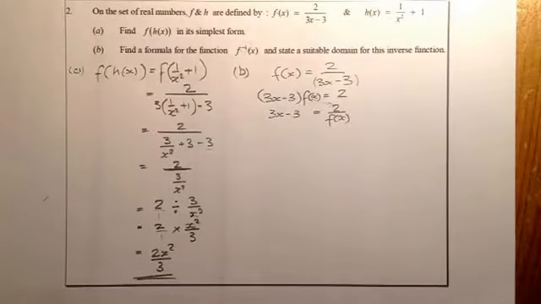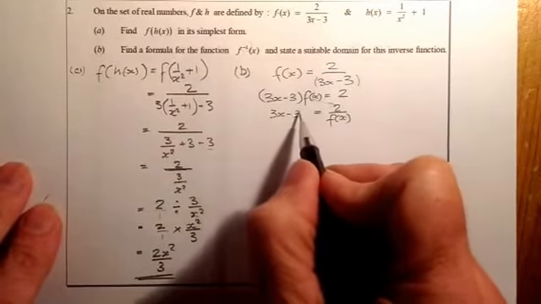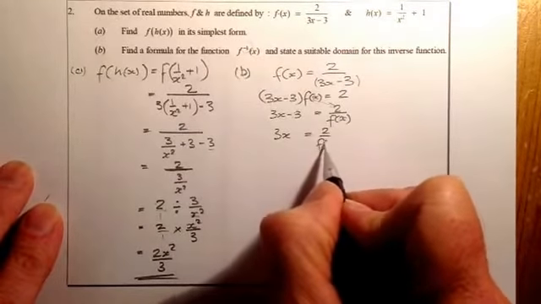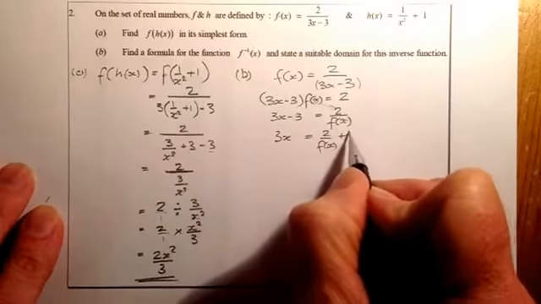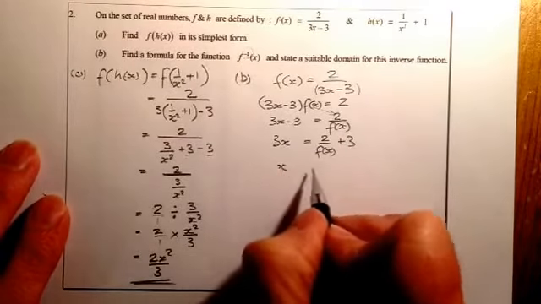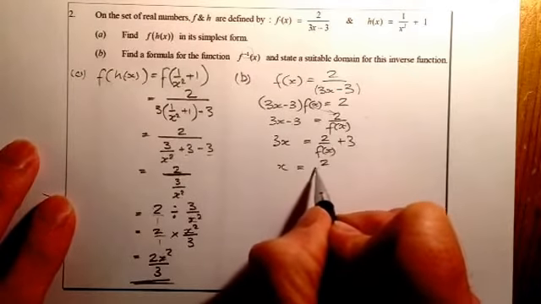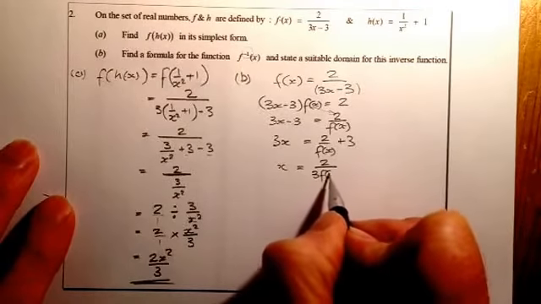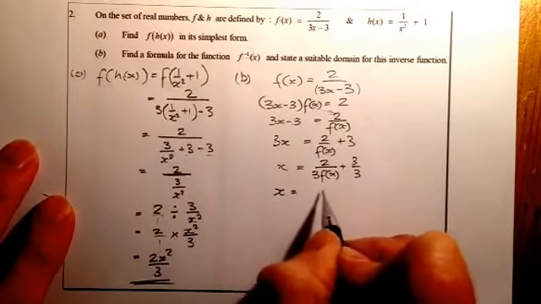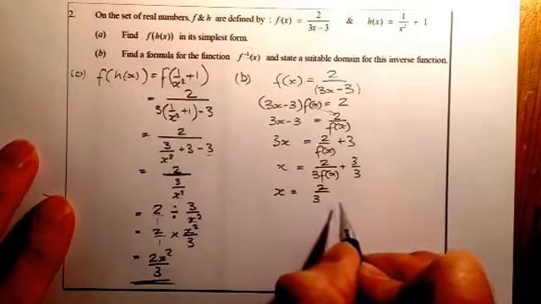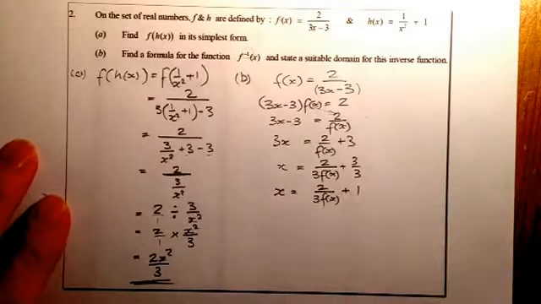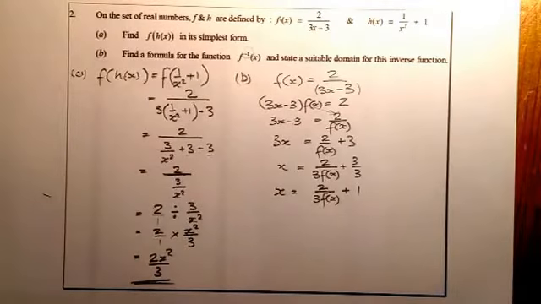And you may have a different way of doing this depending on the way you're taught. I'm going to take that minus 3 over to that side, and that minus 3, when I take it over, is going to be a plus 3. Then I'm going to divide everything by 3 to get x on its own. So that's going to be 2 all over 3, plus 3 over 3. And I'll just simplify that out. So that's going to be 2 all over 3 f of x, plus 1. So that's what my formula has been changed around to be.